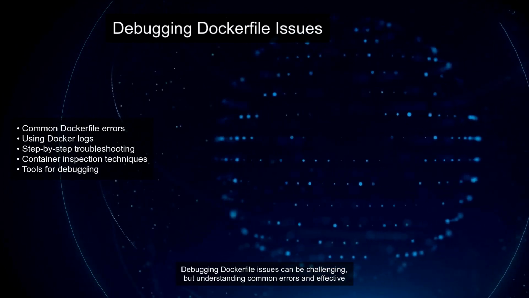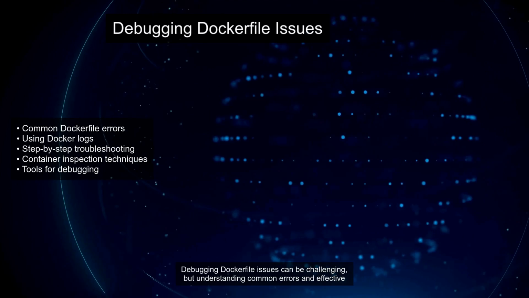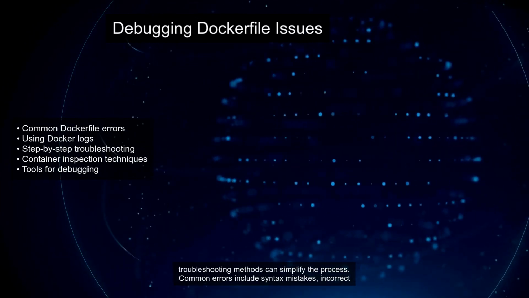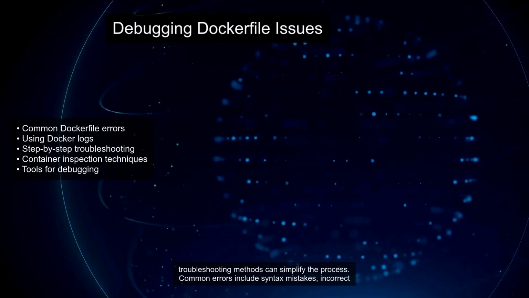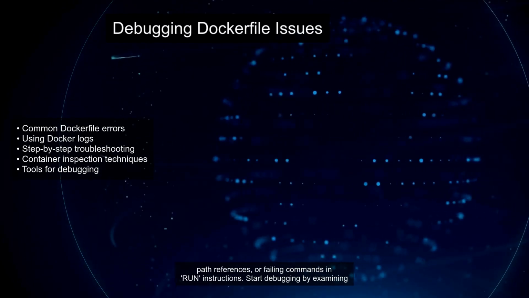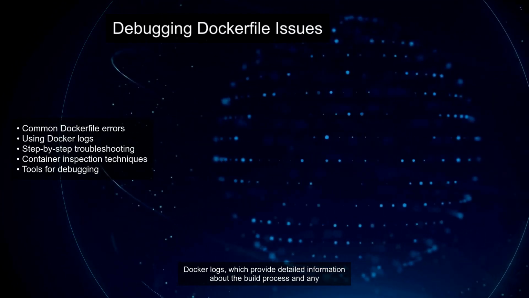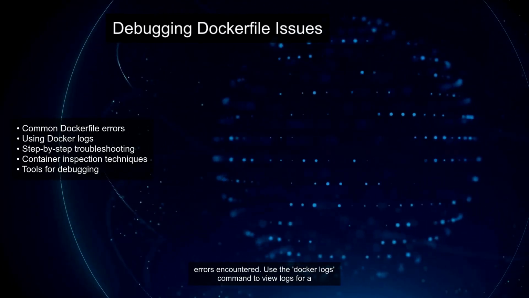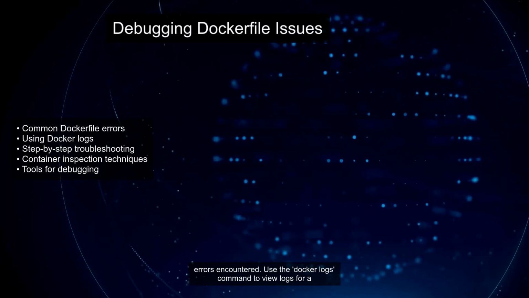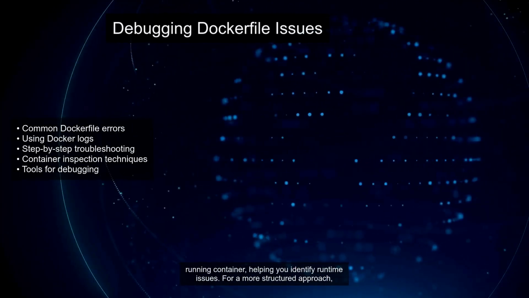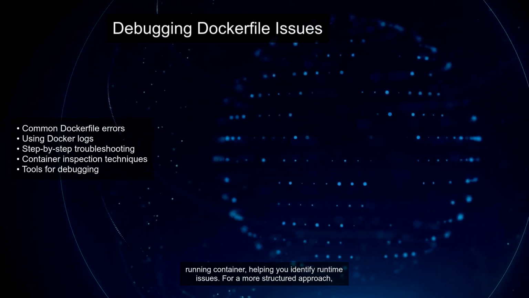Debugging Dockerfile issues can be challenging, but understanding common errors and effective troubleshooting methods can simplify the process. Common errors include syntax mistakes, incorrect path references, or failing commands in RUN instructions. Start debugging by examining Docker logs, which provide detailed information about the build process and any errors encountered. Use the docker logs command to view logs for a running container, helping you identify runtime issues.